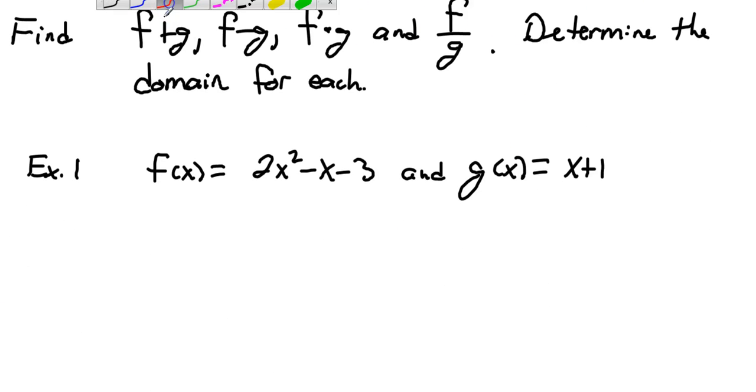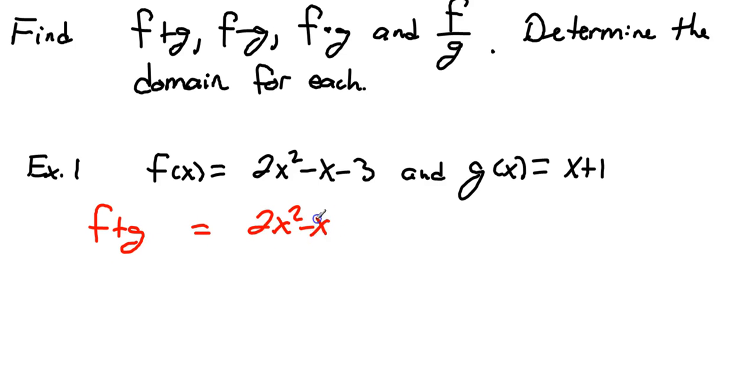Okay, so let's go through these. If we're doing f plus g, that is 2x squared minus x minus 3 plus x plus 1. Now, addition should be the easiest one that you do, because there's nothing you have to do that's really hard with this one other than just combining like terms.